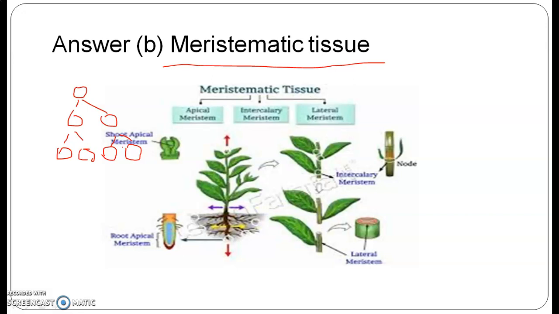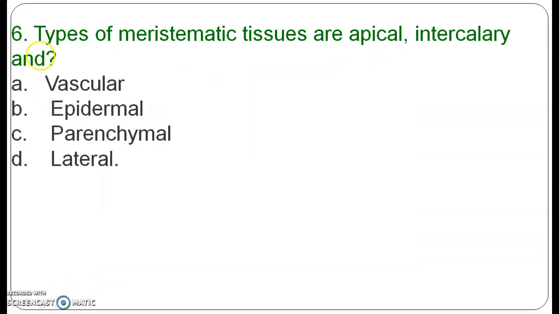Okay, what are the characteristics? Everything we have already done in the chapter explanation. So depending on the region, that is the location, we have three important types of meristematic tissue, that is apical, intercalary and lateral. Okay, moving forward, we have the sixth question. Types of meristematic tissues are apical, intercalary and your options are A, vascular, B, epidermal, C, parenchymal and D, lateral. I think the answer is in the previous question itself.